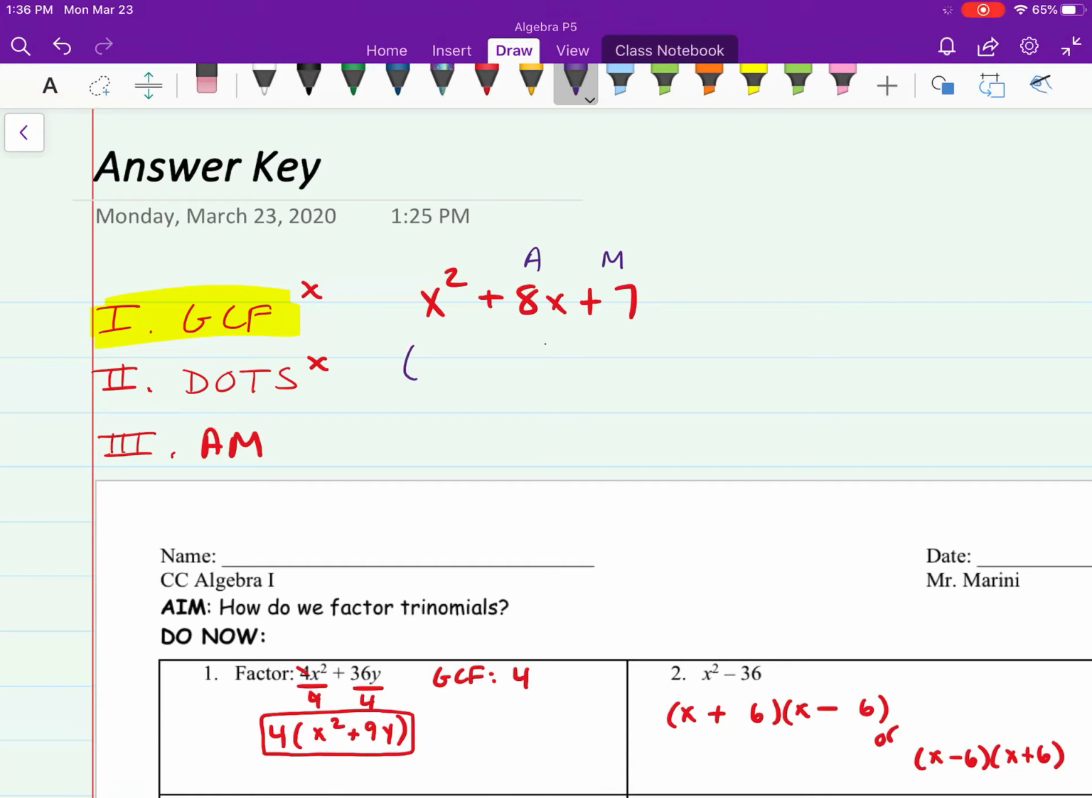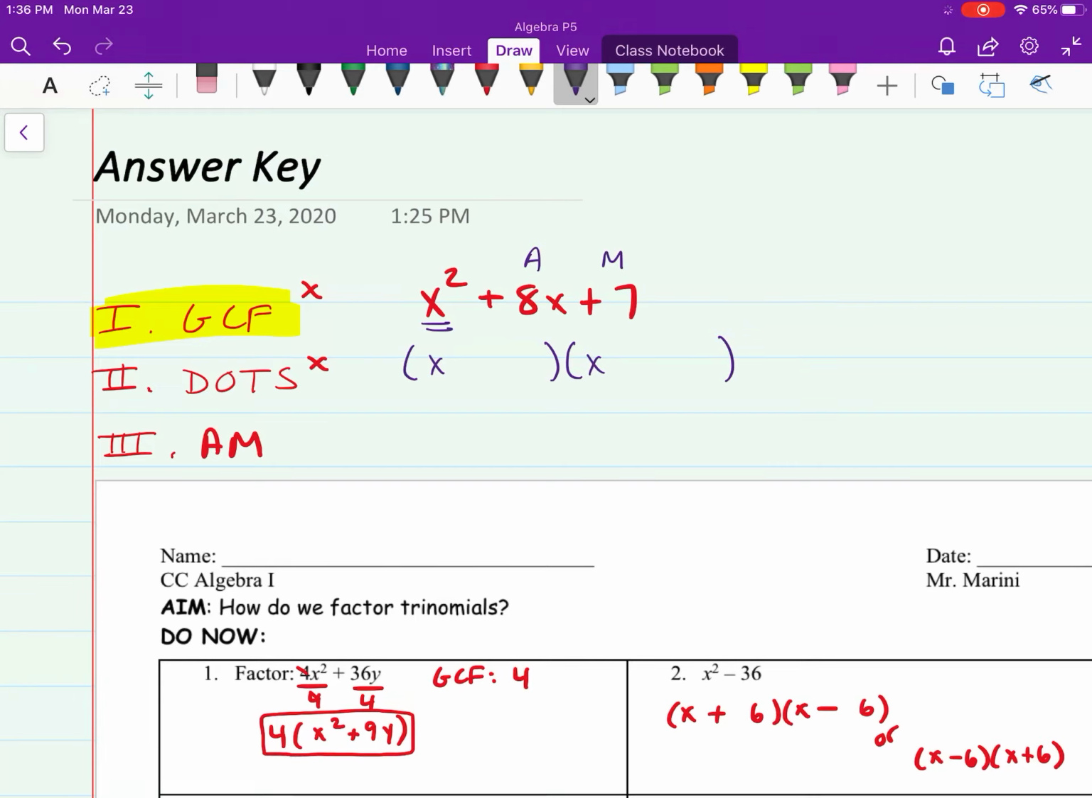The setup for this is going to look familiar. Draw two parentheses, just like we did with the dots method. And since this first piece is x squared, you're going to go x times x. Now, this is where it gets a little bit tricky. This is where you got to think a little bit and know your multiplication tables.